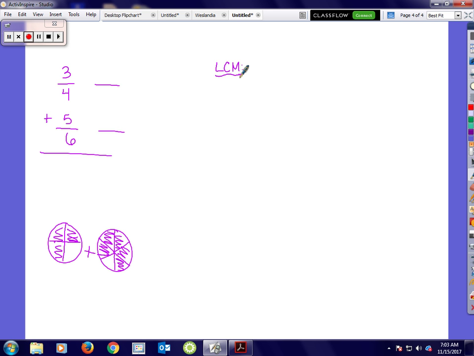So 4 times 1 is 4. 4 times 2 is 8. 4 times 3 is 12. Remember, I said I stop at 3, and if I haven't found one yet, I'll continue on. So my 6: 6 times 1 is 6. 6 times 2 is 12. Oh, look, there's my least common multiple. So when you're finding a common denominator, that is your first step.